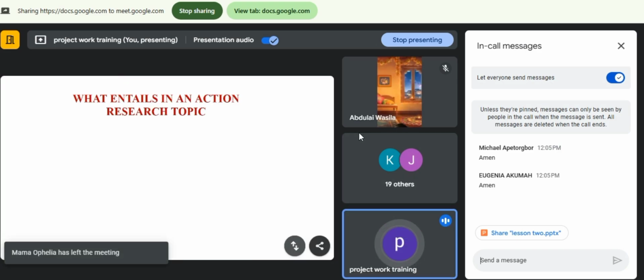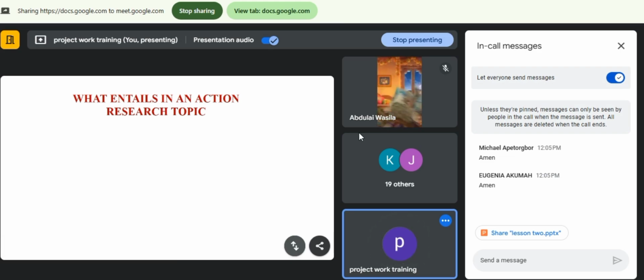All right, so let's look at what entails in an action research topic. What are the things that are involved when you are choosing an action research topic? And also remember this, whenever you are dealing with an action research topic, we are looking at real world issues, the real world situations, the issues at hand. That is what we are focusing on. We are not looking at what is on the radio, on the television, but within the school setting. That is the action research topic we are looking at.